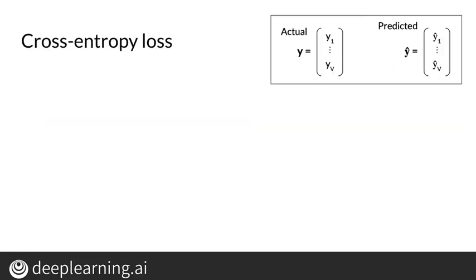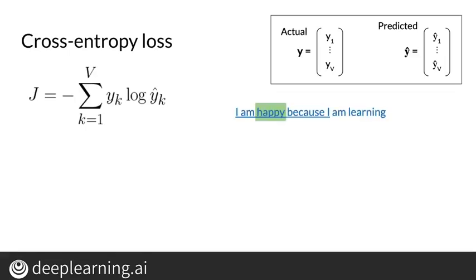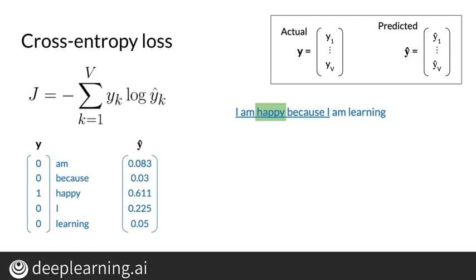With the notation I used for the continuous bag of words model, the formula for cross-entropy loss for a training example is J equals the negative of the sum over k from 1 to V of y_k times the log of y hat_k. As an example, consider the input context words I am because I, where the actual center word is happy. The corresponding vector is this vector y with a 1 in the row corresponding to the word happy. The prediction could be this vector y hat. As the largest value is in the row corresponding to the word happy, this vector would be interpreted as predicting happy as the center word, which is the correct prediction in this case.